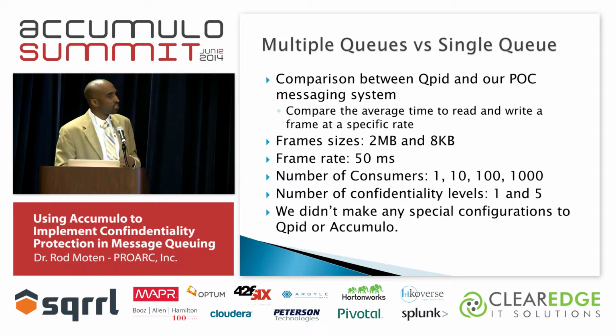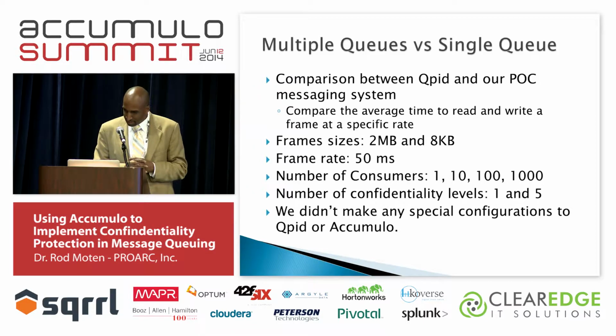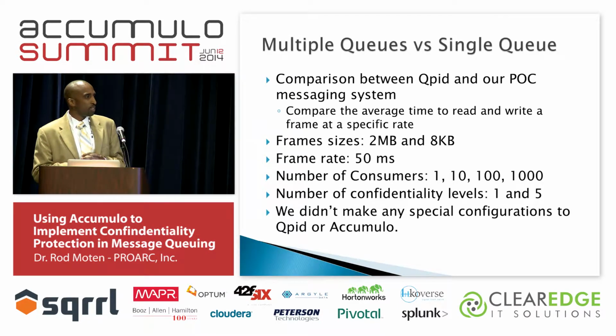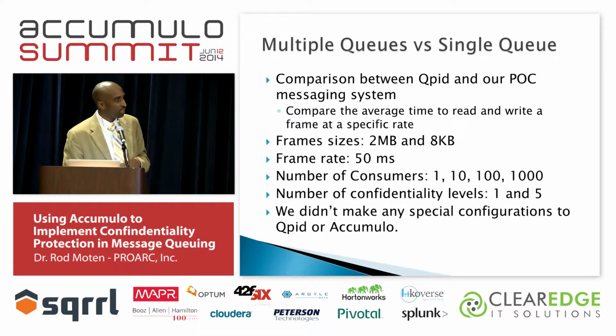Let me say one other thing. For Accumulo, we used Amazon Cloud, the M3 large, which I think is about 8 gigabytes of RAM. We used the Cloudera distribution of Hadoop, and for Accumulo we just took the 3 gigabyte configuration, with no changes. And for QPid, we made no special configurations other than making the queues 2 gigabytes.